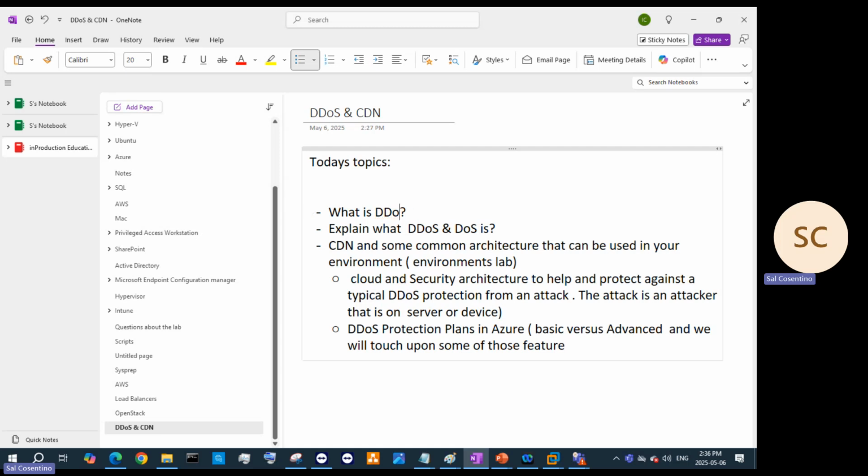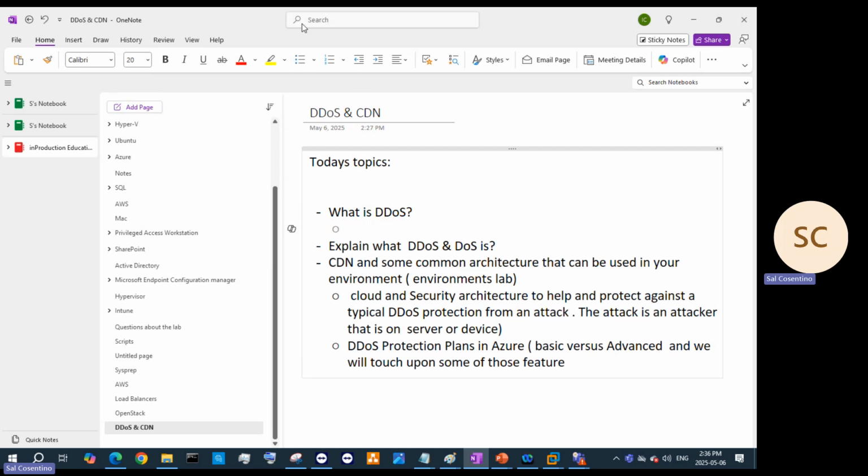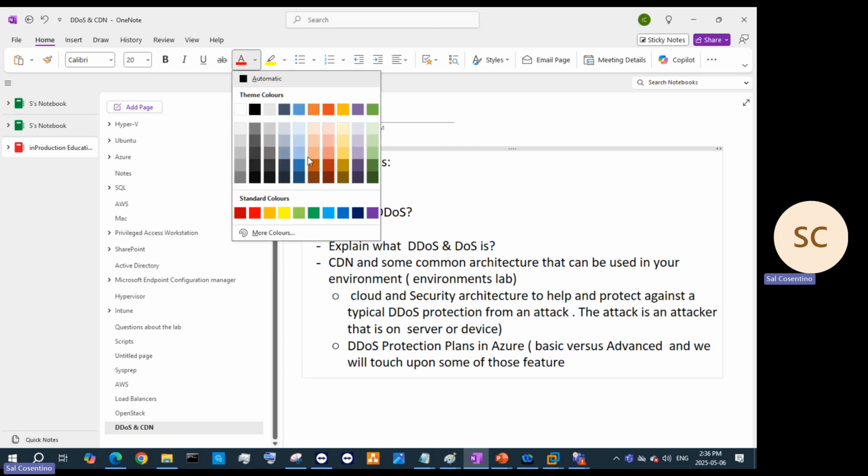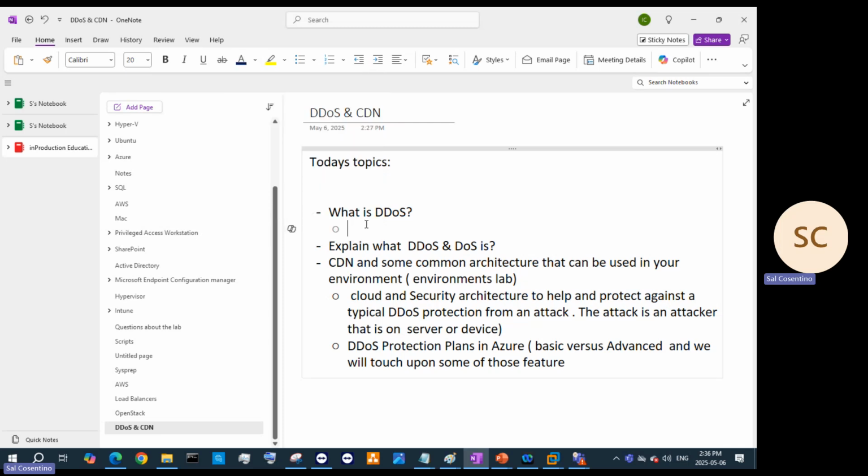What I want to know is, a lot of people ask, okay, what's a DDoS? So the first thing we're going to talk about, and I'm going to get a different colored pen for us here, this pen is blue. So DDoS stands for distributed denial of service attack.